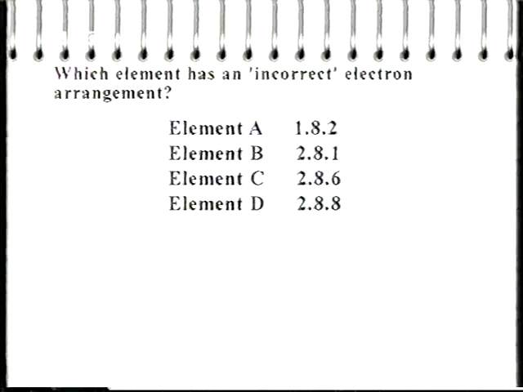Here's a question about atomic structure. These are the electron arrangements of some elements. Which element has an incorrect electron arrangement?